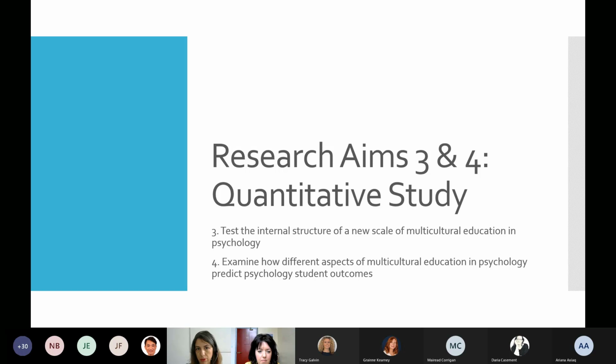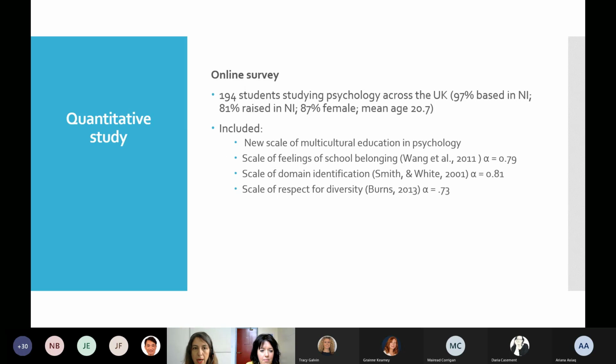So I will be talking about the 3rd and 4th research aims. So testing the internal structure of the new scale and looking at these associations via a quantitative study. So the survey we conducted among psychology students across the UK, but admittedly most of our students were from NI, 97% of them were from NI, and a majority of them from Queen's University. So we had a new scale of multicultural education, and a number of relevant student outcomes like school belonging, domain identification with psychology, and respect for diversity.